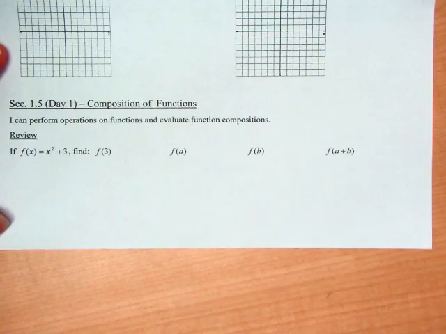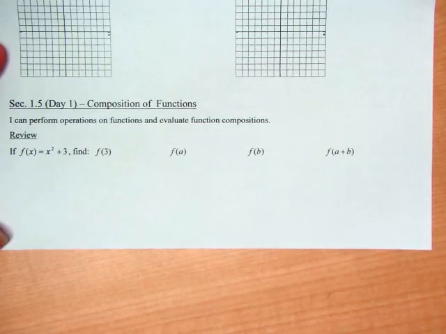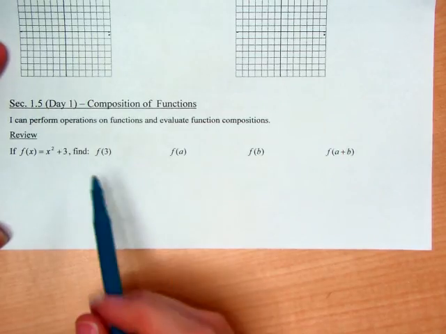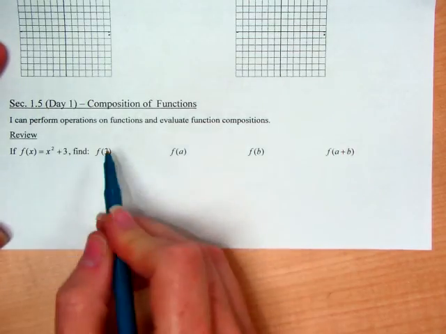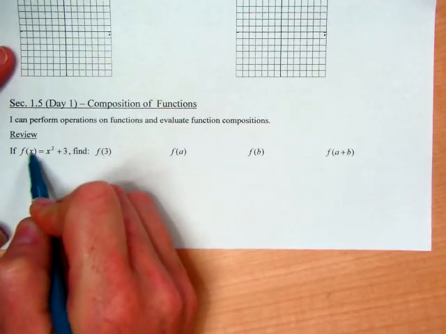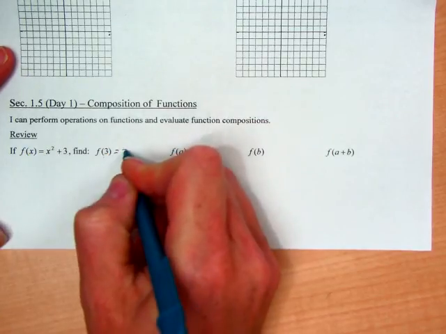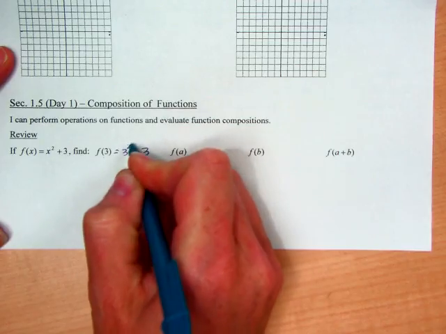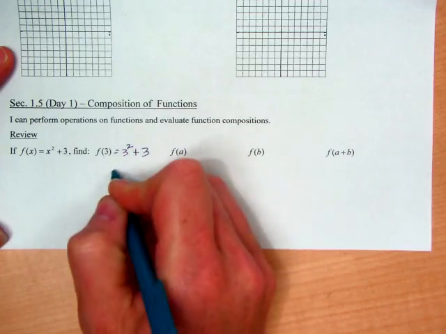Okay, this is section 1.5, and today we're going to talk about the composition of functions. This is kind of how we just take two different functions and put them together. And we usually start out kind of simple with kids. We talk about just plugging in f of 3. So if I were to find f of 3, I would put a 3 into the equation. So I'd have 3 squared plus 3, which is 9, plus 3, which is 12.